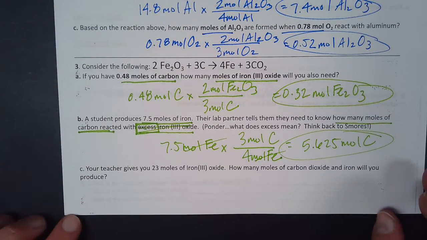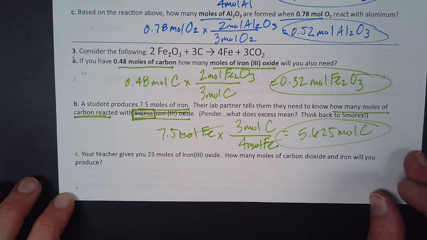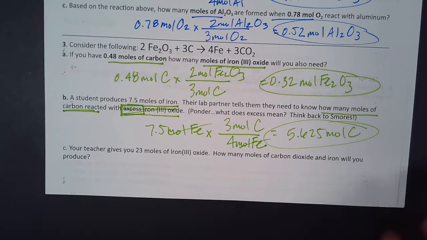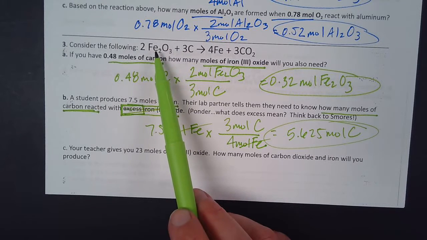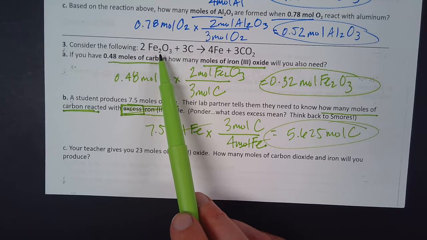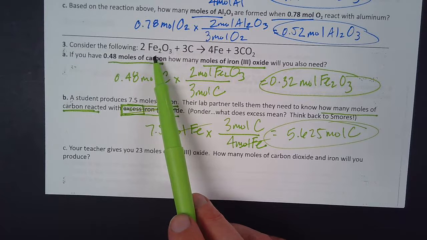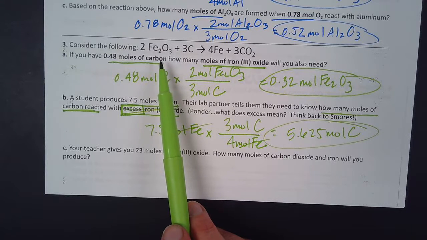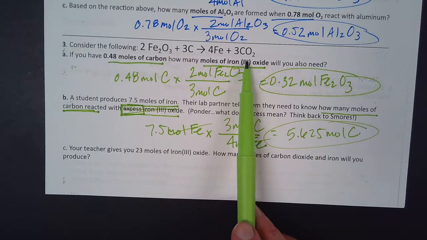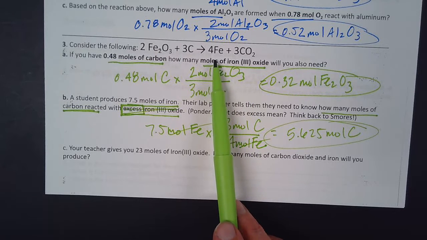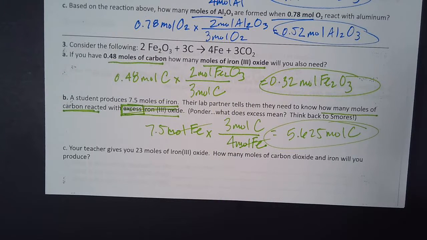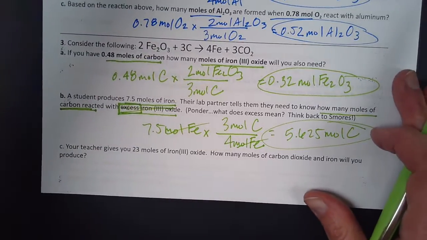So this last one right here says your teacher gives you 23 moles of the iron 3 oxide, which we now know is the excess. But so we have 23 moles of the iron 3 oxide. We want to know how many moles of carbon dioxide and how many moles of iron we could produce. So how many problems do we have to do here? We have to do 2. Yes, we have to do 2 problems.